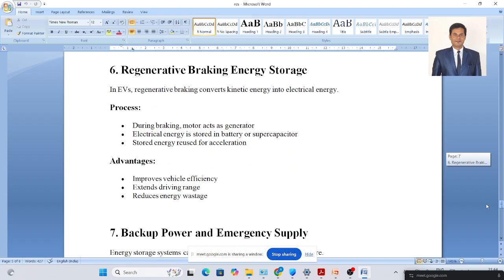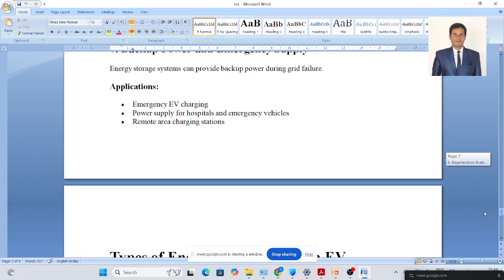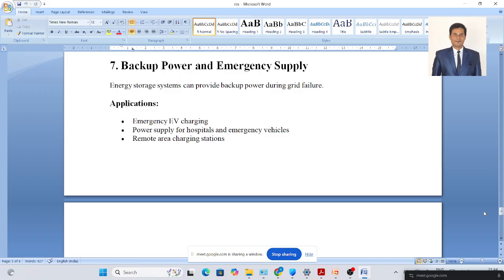This is about backup power for emergency supply. Energy storage helps us provide backup power during grid failures, right? When there is a grid failure and no generation, you have stored the power in terms of gigawatts, so you can easily supply consumers when there is a blackout or grid failure. That is one of the beneficial applications of energy storage. So these are the various applications.